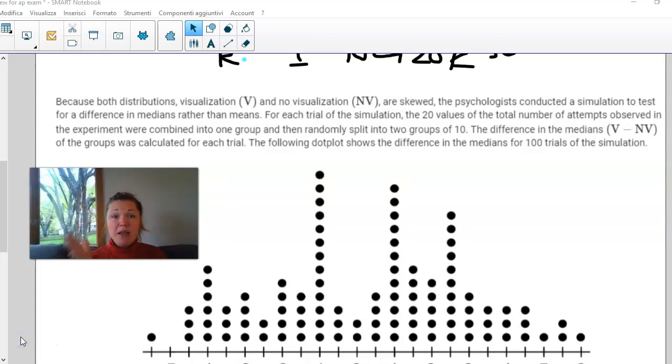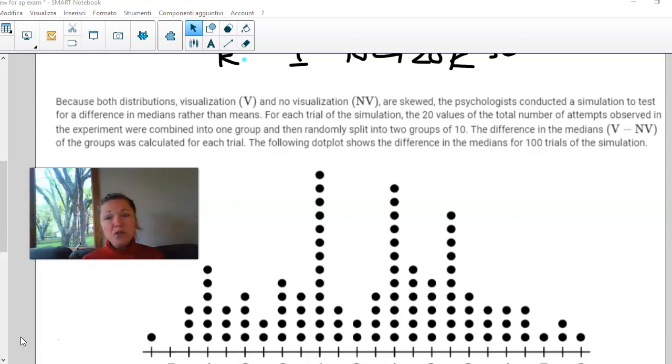Because both distributions, visualization and no visualization, are skewed, the psychologist conducted a simulation to test for a difference in medians rather than means. For each trial of the simulation, the 20 values of the total number of attempts observed in the experiment were combined into one group and then randomly split into two groups of 10. The difference in the medians, V, so visualization minus non-visualization, of the groups was calculated for each trial. The following dot plot shows the difference in the medians for the 100 trials of the simulation.